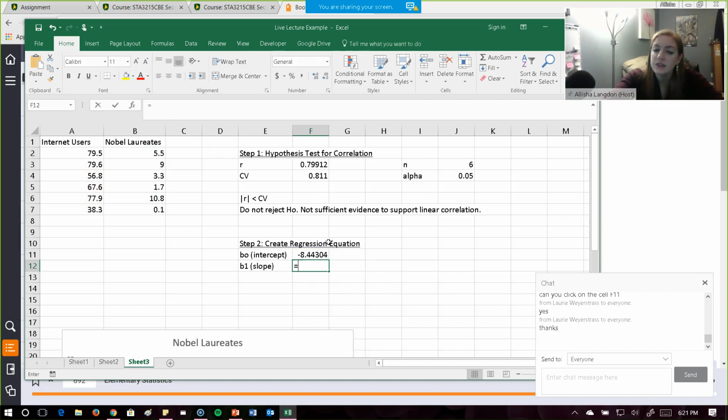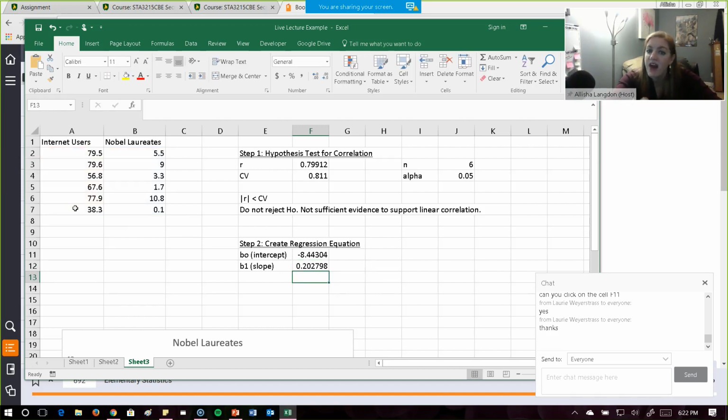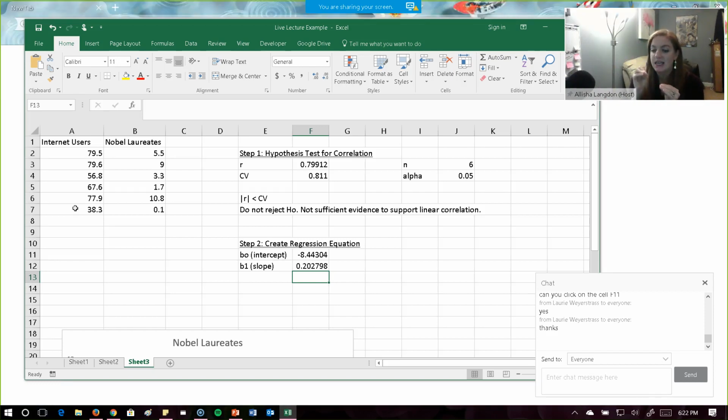There we go. So for slope, we're going to type in slope. And my Excel tells me to do my y's first. So I'm going to select my second column first and comma my x's next. The x's are the first column. Okay, so it looks like we have a slope of 0.202798. Now, remember my function is y hat equals b naught plus b1 times x.